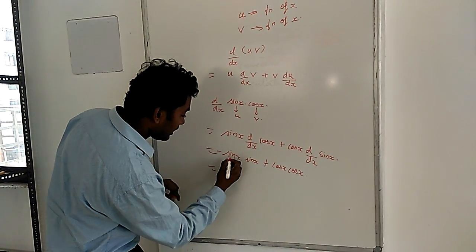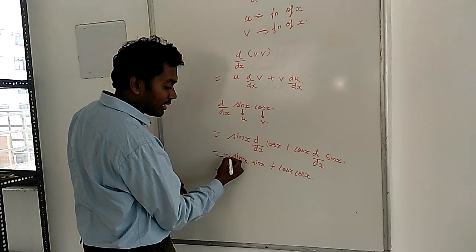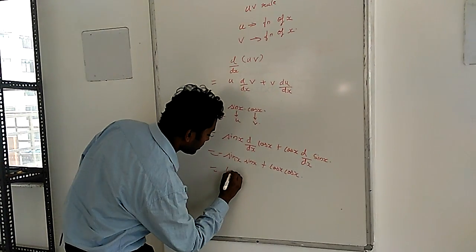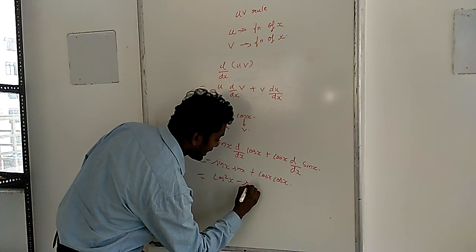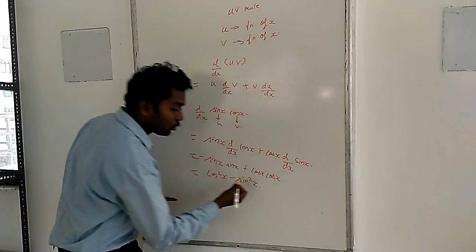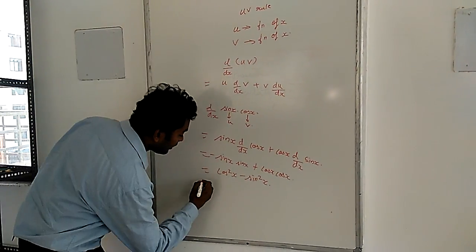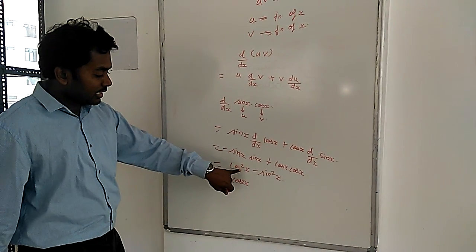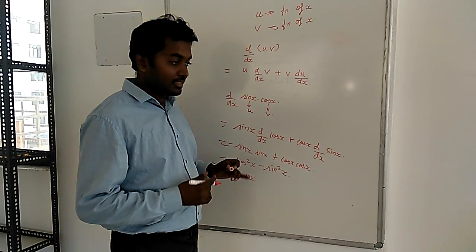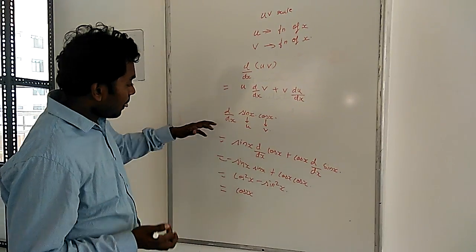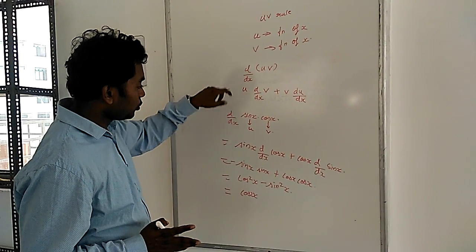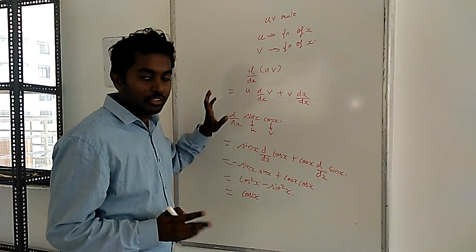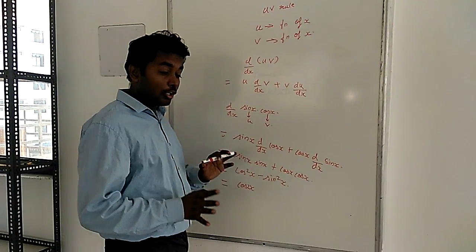So you get sin x into sin x, but there is a minus sign: minus sin square x plus cos square x, that is cos square x minus sin square x. And if you know the formula, this gives us cos 2x. Cos 2x is nothing but cos square x minus sin square x. So it is very simple. You just have to take the derivative of each component and multiply with the other component. This is all about the uv rule.